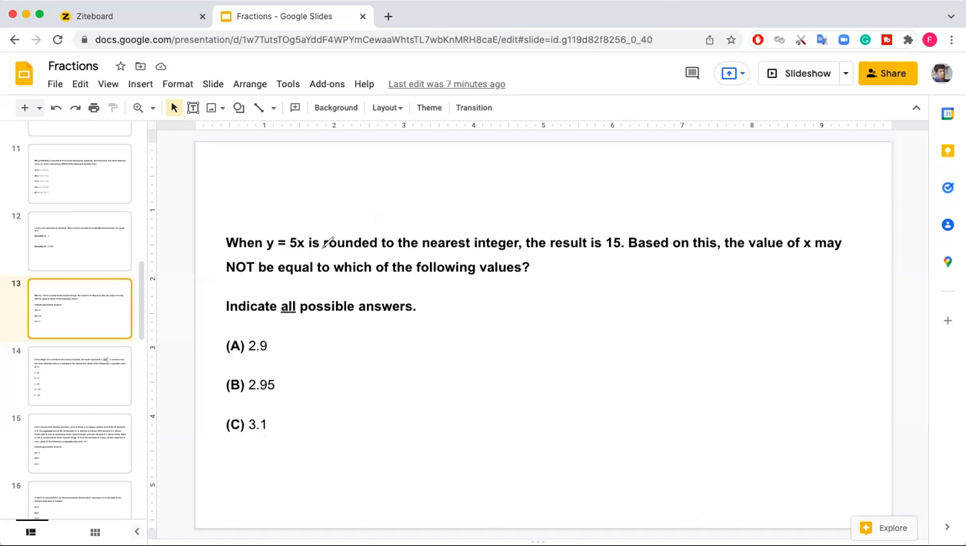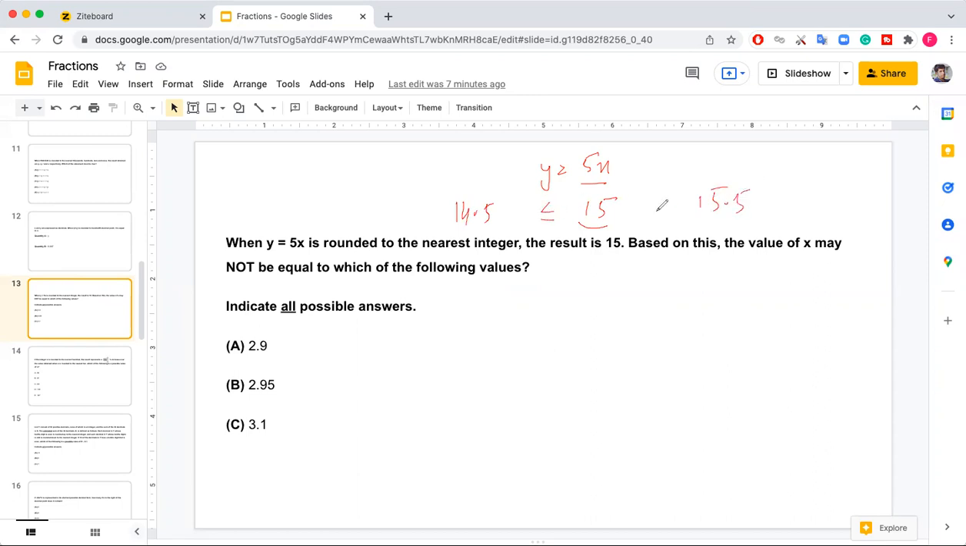We have y is equal to 5x, right? And the question is saying when 5x is rounded to the nearest integer, the result is 15, right? First tell what is the minimum value and what is the maximum value of a decimal that, when we round it to the nearest integer, gives the answer 15. So if we have 14.5 or if we have 15.5, right?